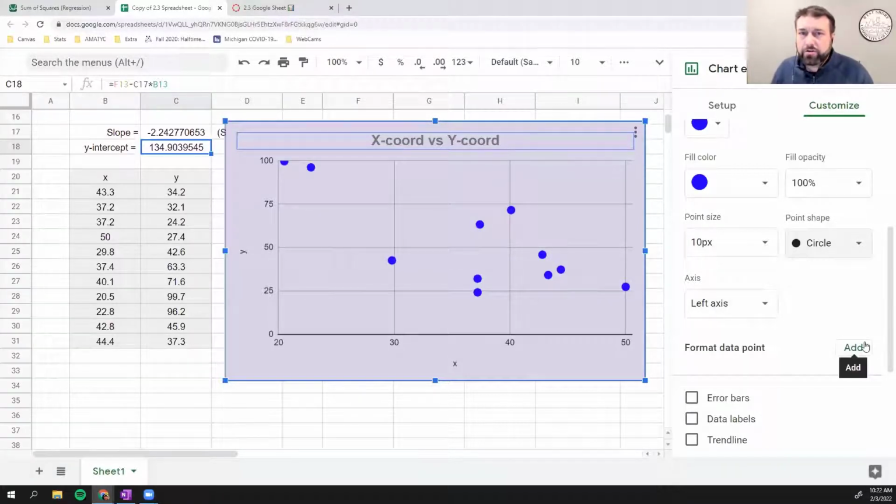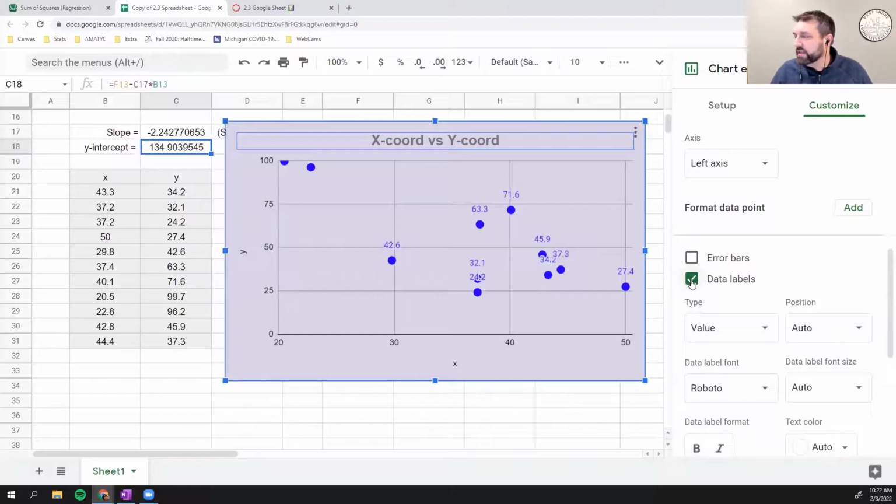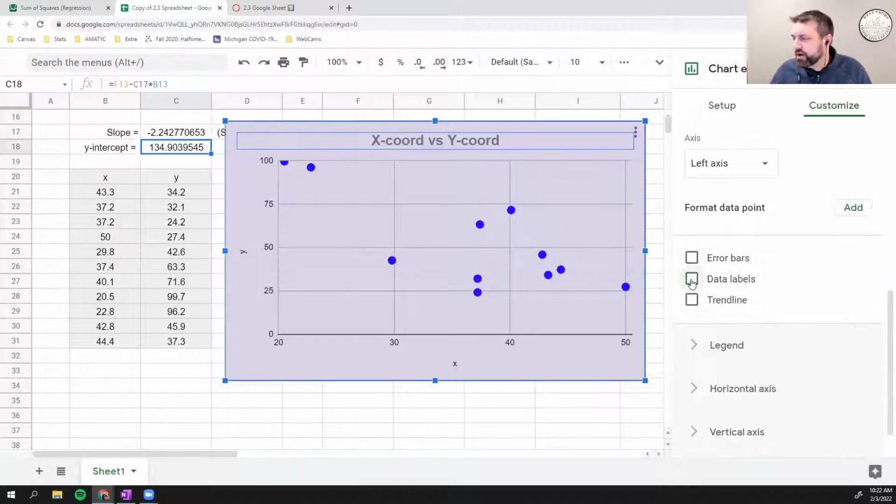And now here is the new information. As you scroll down in series, there are 3 checkboxes. Now, the first one, error bars, we're not really going to use. The second one we've used before, data labels. So if we click data labels, boop, there they are. There are the labels on your data. And we don't really need data labels, so let's turn those off because they kind of get in the way a little bit in this particular case.